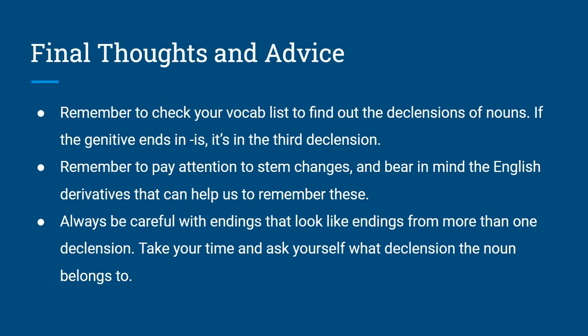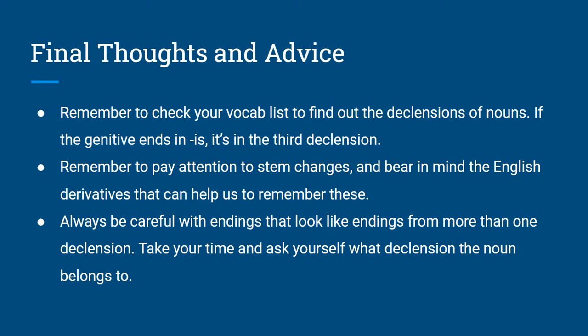Okay, and some final thoughts and advice on the third declension. Always remember to check your vocab list if you're unsure of the declension of any noun. As we've said already, if the genitive ends in is, for example, if the noun is given as urbs, urbis, you know it must be in the third declension. Secondly, remember to pay attention to the stem changes we looked at in this video, and bear in mind that English derivatives, many words we already know in English, can help us to remember some of these stem changes.